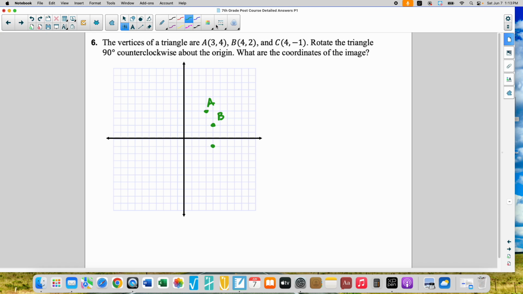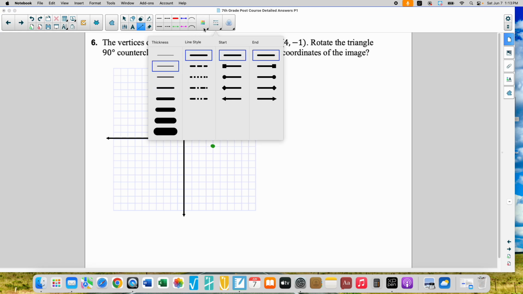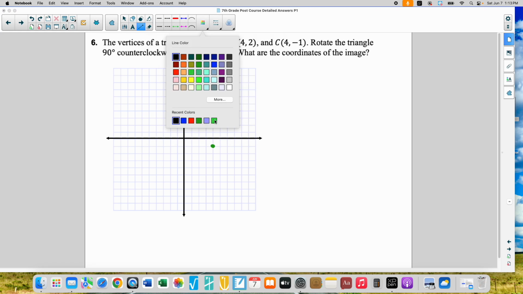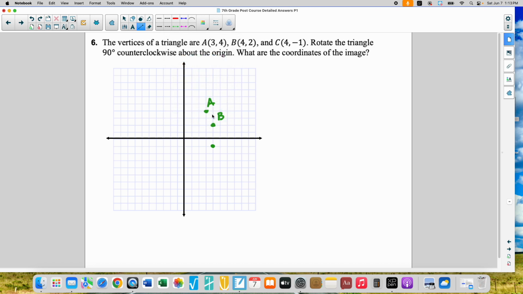Ugh. That's not very kind. That is not a fun triangle to be drawing, or rotating for that matter. That's not very nice. Okay, rotate the triangle 90 degrees counterclockwise around the origin.